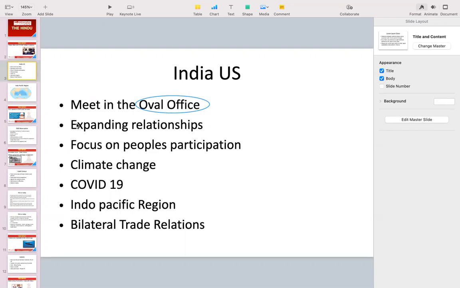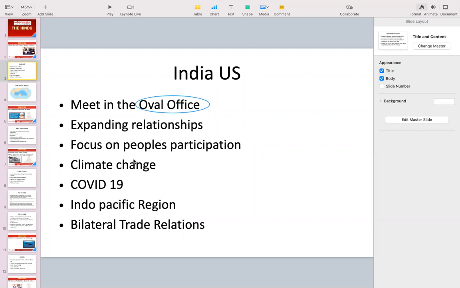Then both the leaders talked about expanding relationships. If you have to write, let us say, what are the prospects of India-US relations? As of now, we are focusing on people's participation, people to people contact. India has a lot of workforce. A lot of people here take the H1B visa and go and provide their technical skills to the United States. So that is one.